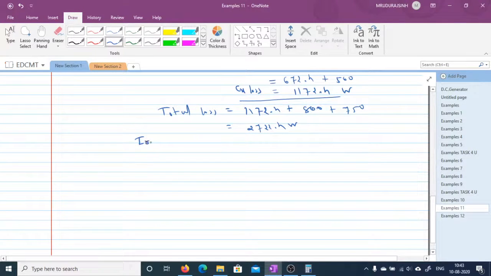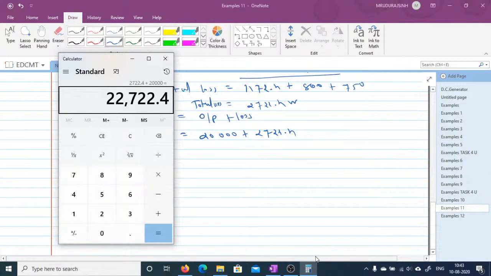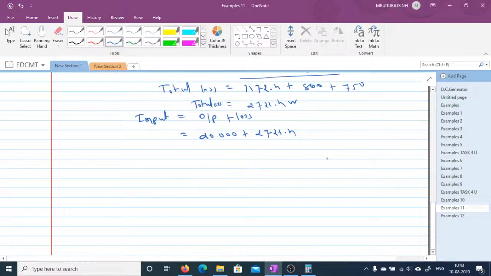Now input is equal to output plus loss. This is the total loss. So the output is given as 20,000 watt, and loss is 2722.4. Let's add these two and we'll get 22,722.4 watt. So this is our input.